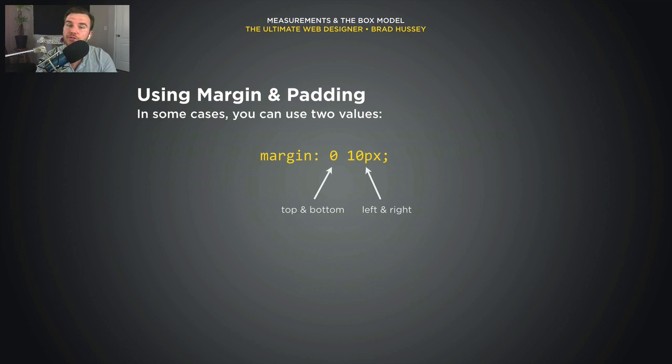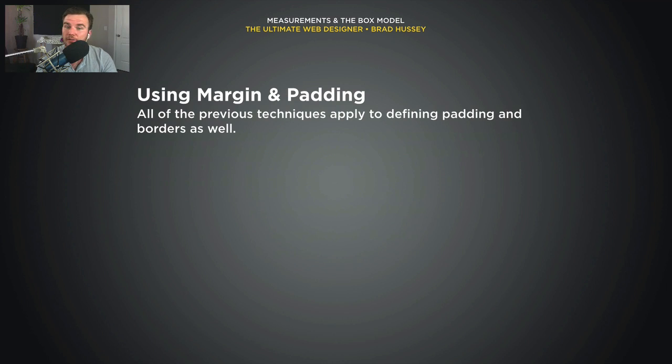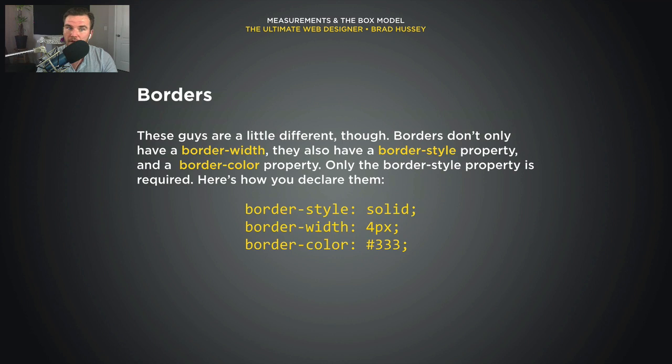In some cases, you can use two values. So in this example, we have 0 and 10. The first value is equal to the top and bottom, and the second is the left and the right. And you can also use three values. So in this case, we have margin 0, 10, and 20. This means that the top is 0, the left and right are equal to 10, and the bottom is equal to 20. All of the previous techniques apply to defining padding and borders as well.